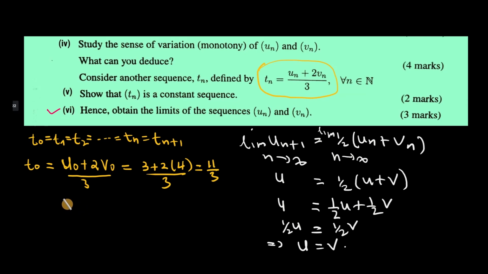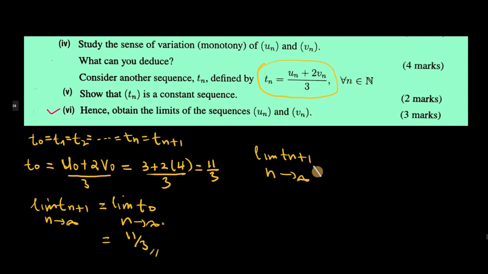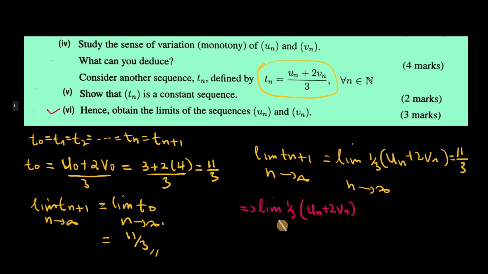Since Tn is a constant sequence, it means Tn plus 1 is equal to T0. That is, lim Tn plus 1 as n tends to infinity is equal to lim T0 as n tends to infinity. That is, lim Tn plus 1 as n tends to infinity is equal to 11 over 3. But lim Tn plus 1 as n tends to infinity is equal to lim of 1/3 into Un plus 2Vn as n tends to infinity, which is equal to 11 on 3. That means lim of 1/3 into Un plus 2Vn as n tends to infinity is equal to 11 on 3.